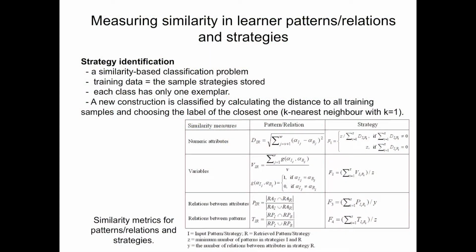The whole problem could be formulated as a strategy identification problem, and in our approach we treat it as a similarity-based classification problem. So we use training data based on strategies, and we use similarity metrics. Our similarity metrics are mixed, so there are numeric attributes, variables, dependency relations, and we form a complex measure of similarity between patterns generated by different users, by groups of users, and we identify relationships between these patterns, which are later used to identify strategies, but also to match users in order to form different kinds of collaborative groups.